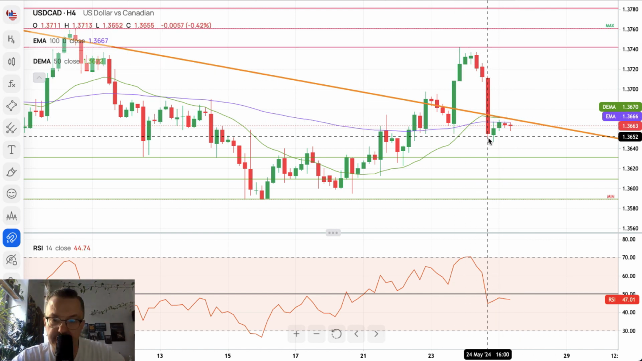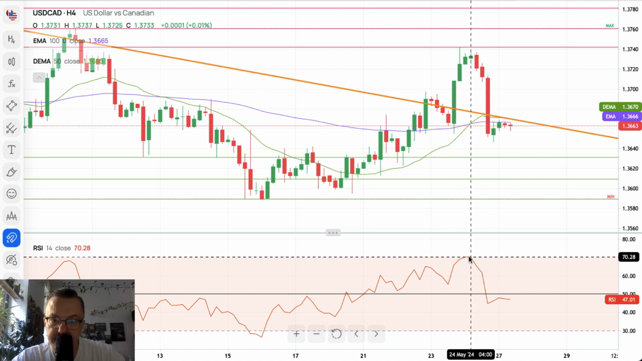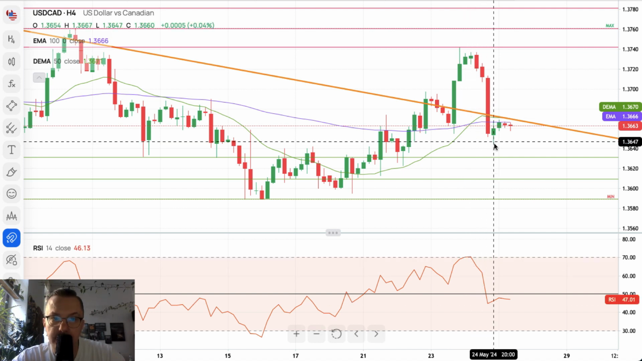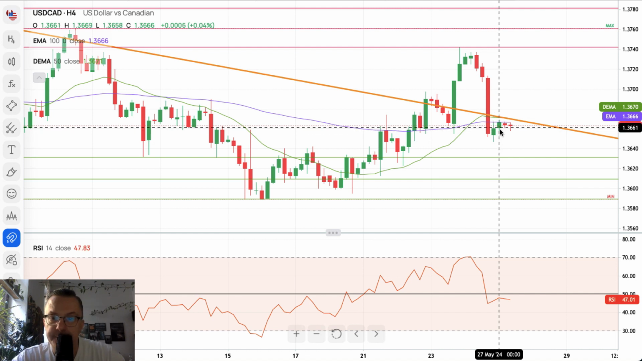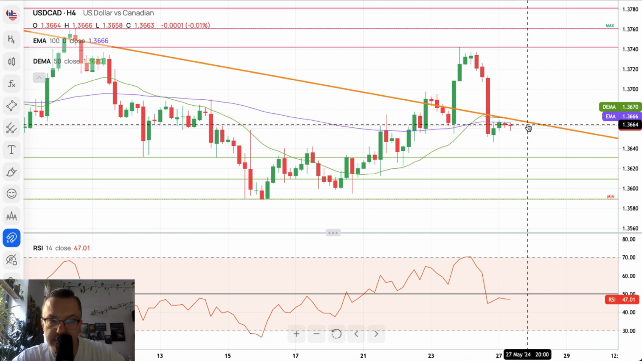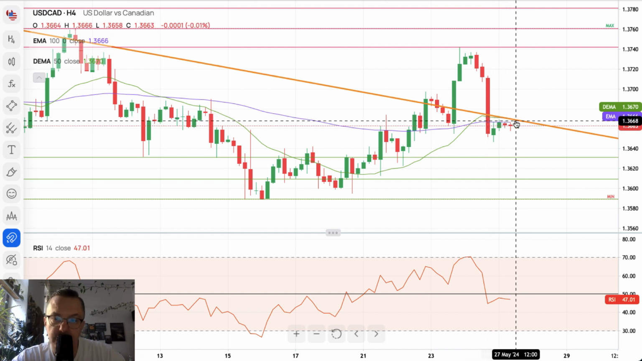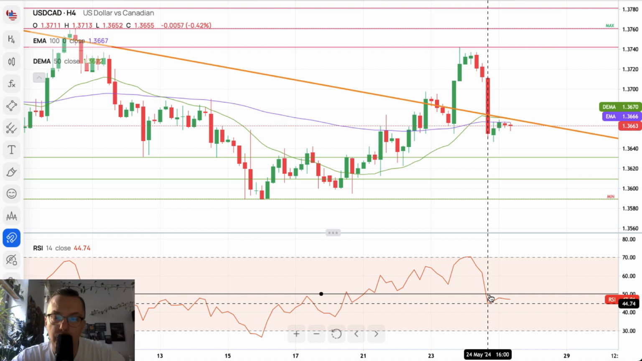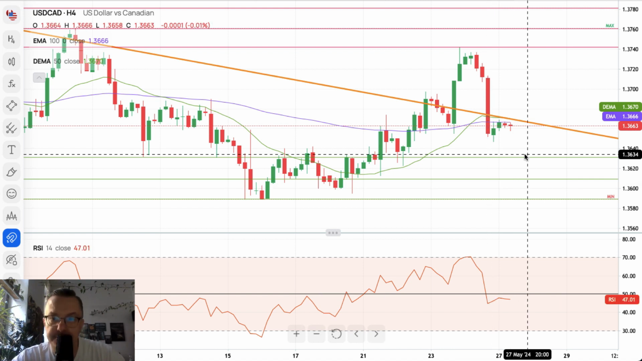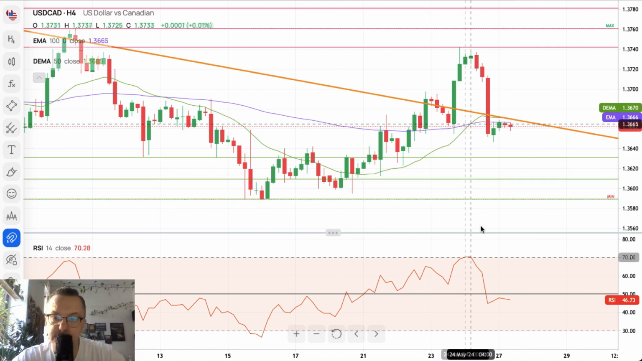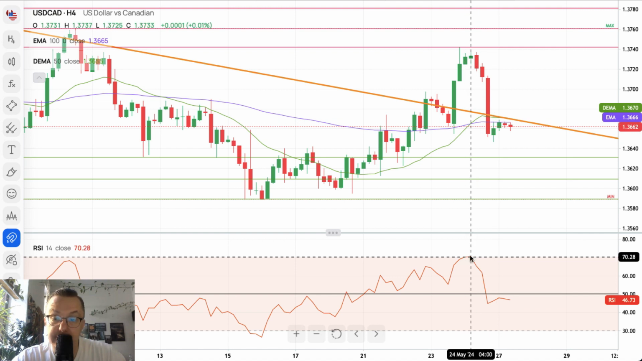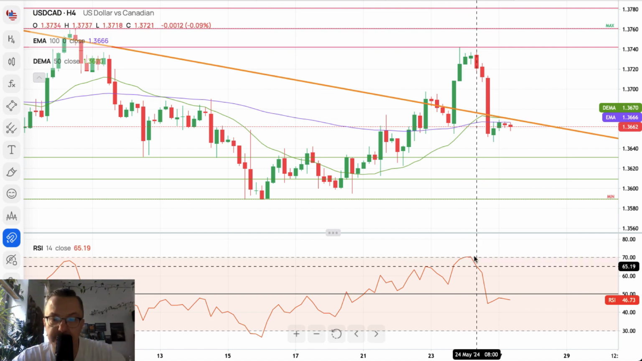Very sharp reversal from the extremely overbought conditions below the level of 50, with the lowest low at the level of 1.3647. Now we are trading below the trend line, below the 50 and 100 periods moving average on a 4-hour chart, and below the 50 points line on the RSI indicator. So the market is under bearish pressure.